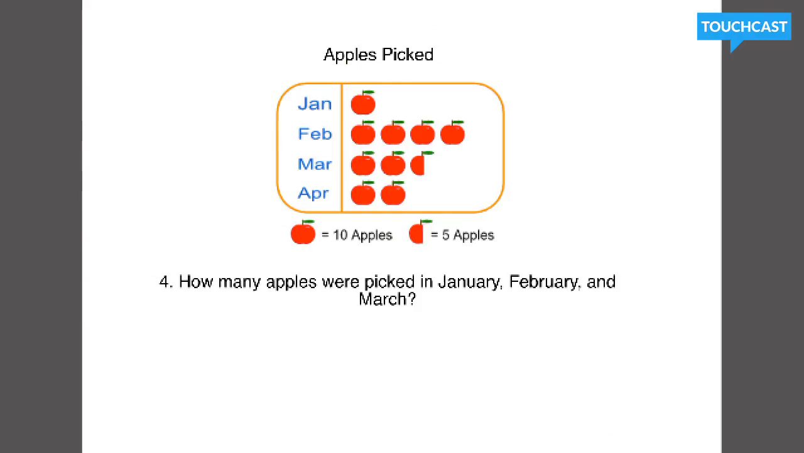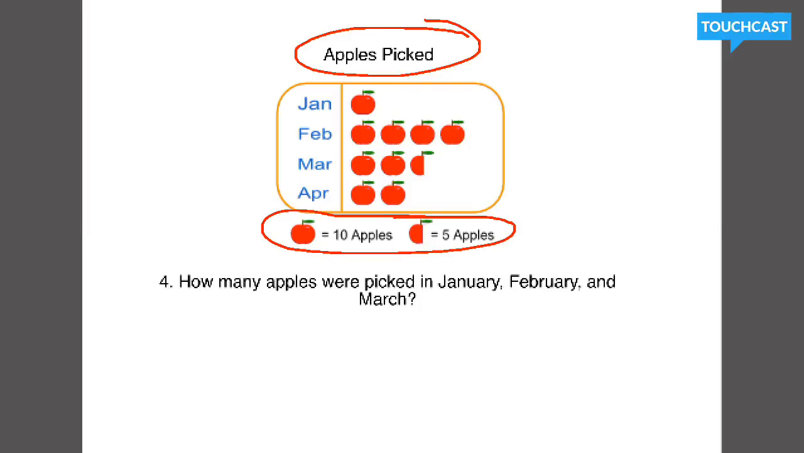All right, our very last problem together. So let's take a look. I have my apples picked. That is the title of this graph. And lucky ducks, they tell you that one whole apple is 10, but a half apple is 5. That makes it a little bit easier. Pause this video now and label your graph. Do not solve yet. Label your graph. Good luck.